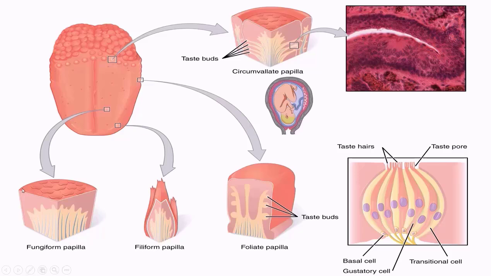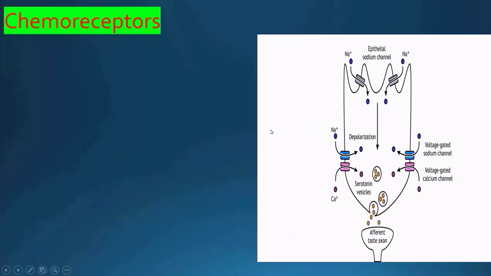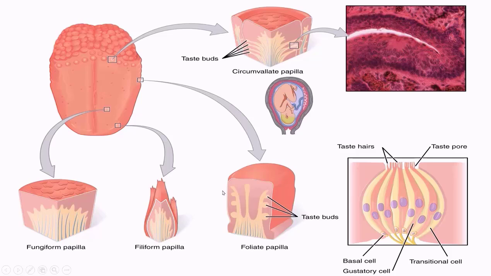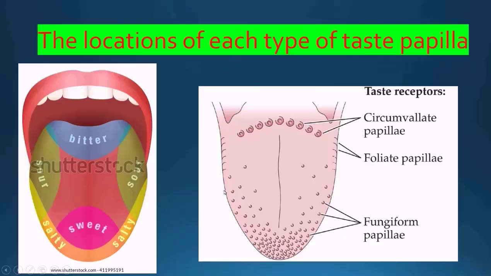The fungiform papilla looks like a fungus, the filiform papilla looks like an antenna, and the foliate papilla looks like a leaf, and the circumvallate papilla is covered by walls like the fetus in the uterus. Now the fungiform papillae are actually for the sweet and yummy taste, the foliate papillae are for the sour taste, and the circumvallate papillae are for the bitter taste.